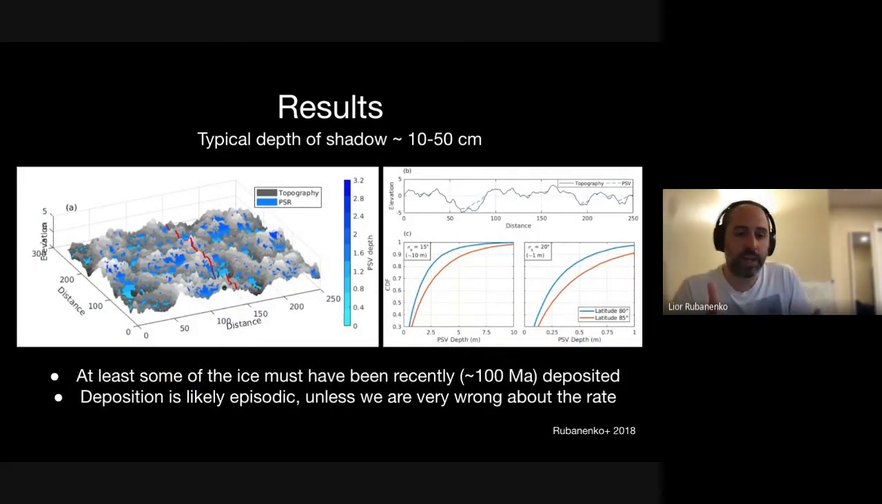Now that we have the lateral scale of cold traps, we can use the illumination model that I've shown you before to try and estimate the thickness of the ice. One measure of the thickness of the ice is the depth of the shadow cast by the topography around it, right? Because the ice, at least as a zeroth order approximation, cannot really exceed the depth of the shadow, right?